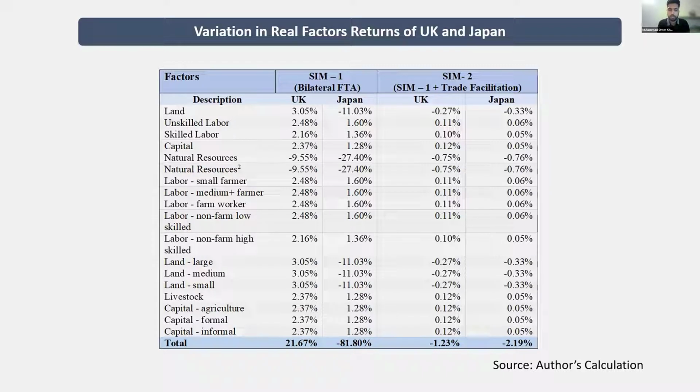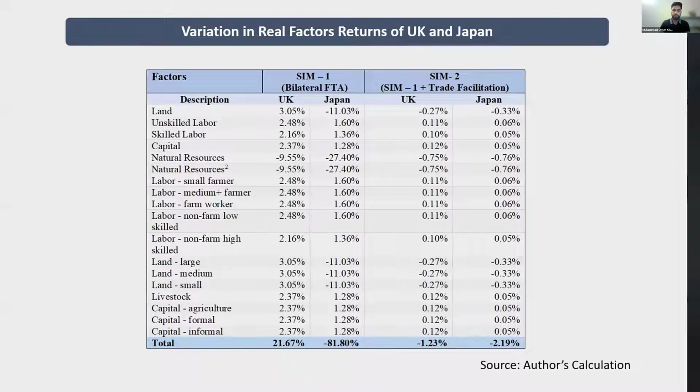And similarly, the UK's real factor return would depreciate or decline by 1.23%, whereas Japan would decrease by 2.19%. So at this time, both are negative values. However, the real GDP as well as the other economic indicators are gaining and increasing. So this would have an effect. However, labor and capital would have positive gains because the results show positive gains.